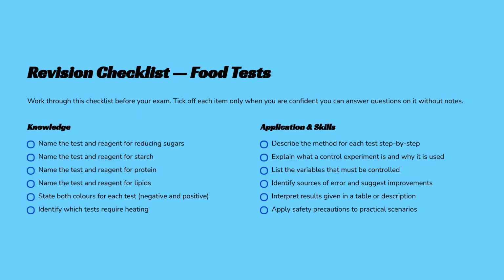Use this checklist to track your progress. Can you name the reagents? Do you know all color changes by heart? Are you comfortable describing the full methodology and explaining the purpose of control experiments? If you can tick these off, you are exam ready.